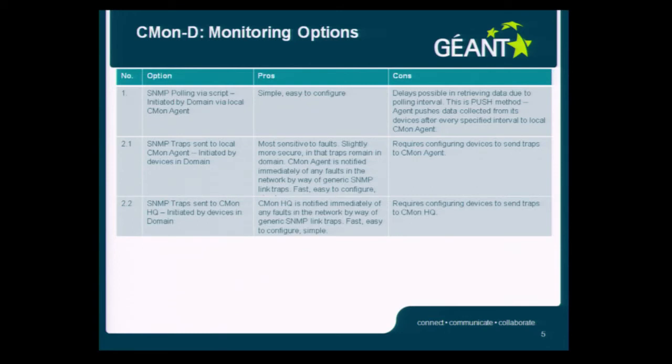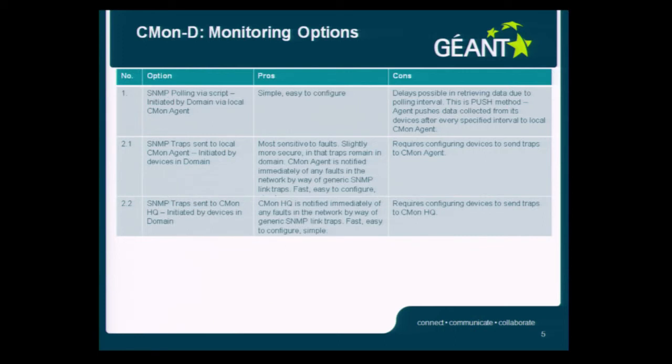The SNMP traps option is most sensitive to faults, as in you can immediately know when there is a fault in your network. There is a little bit of configuration required. If you already provide or use SNMP traps, then all you have to do is add either the CMON agent's IP address or headquarters IP address as trap destination, and then it will be up to CMON to actually correlate that information from different domains, make sense out of it that it relates to this particular circuit, and show it on the CMON GUI.